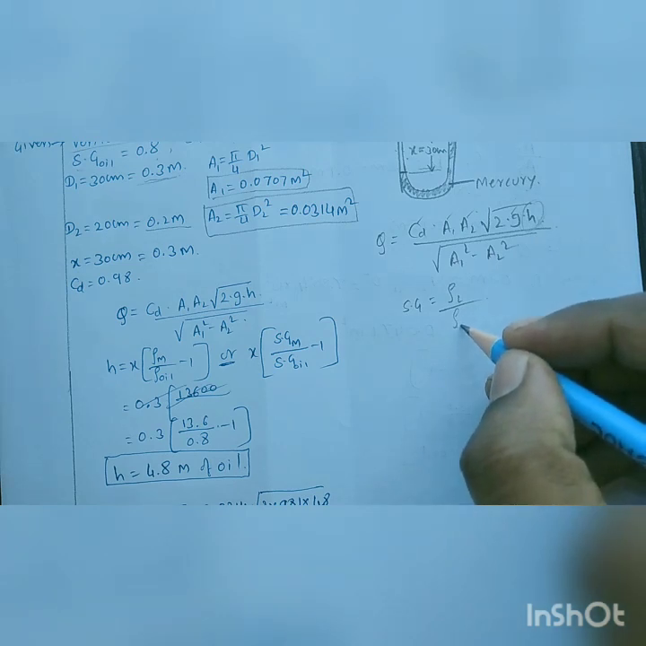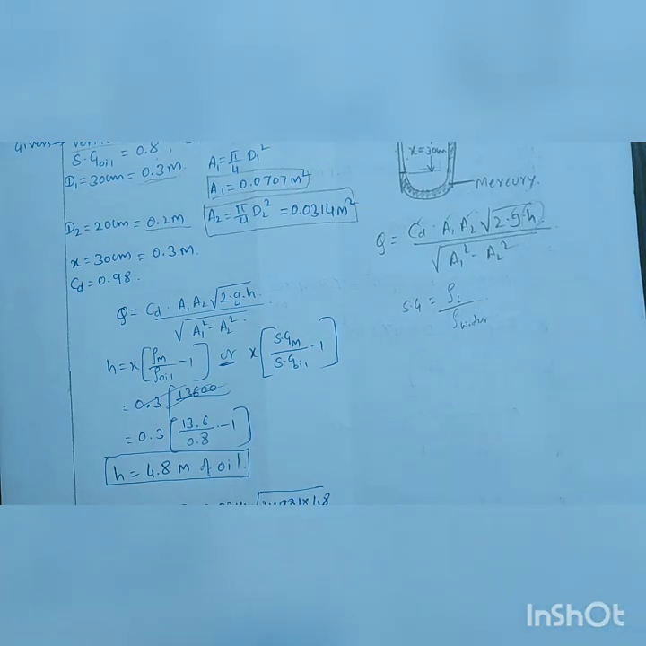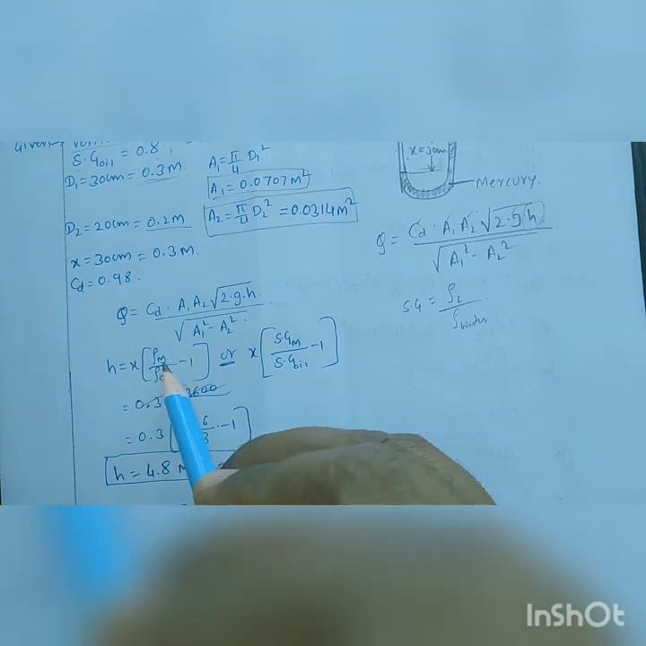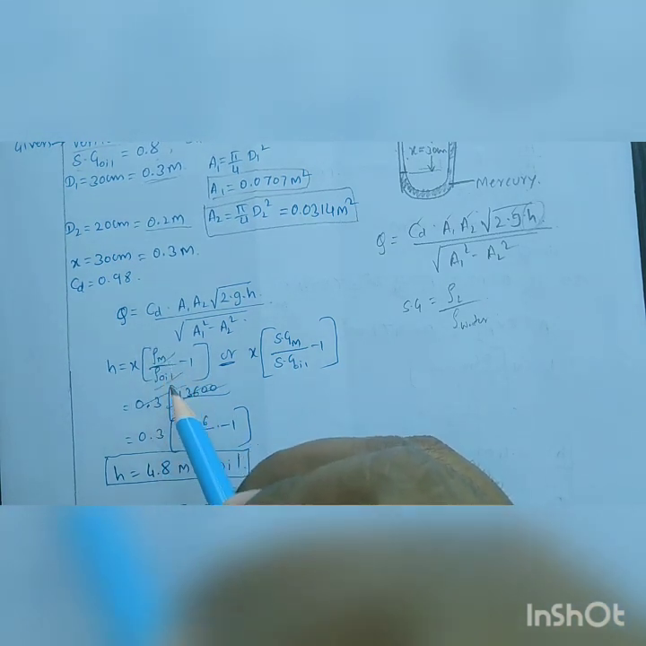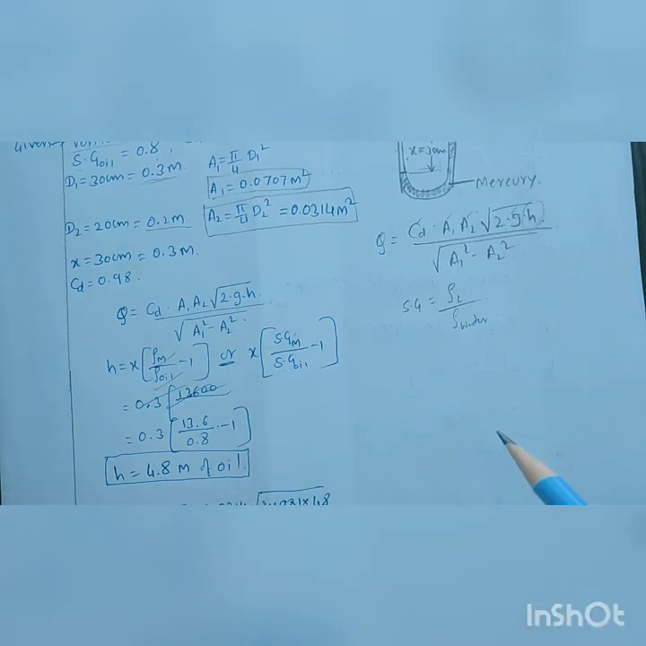What is the standard liquid? We'll take it as water. So in this expression, if you divide both numerator and denominator by density of water, then we get specific gravity of mercury and specific gravity of oil.